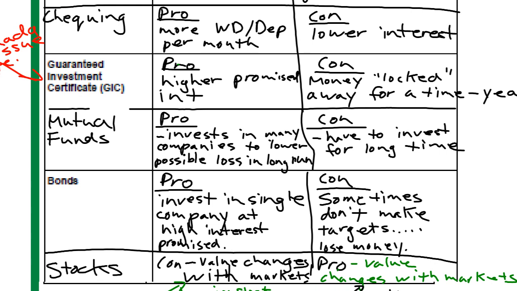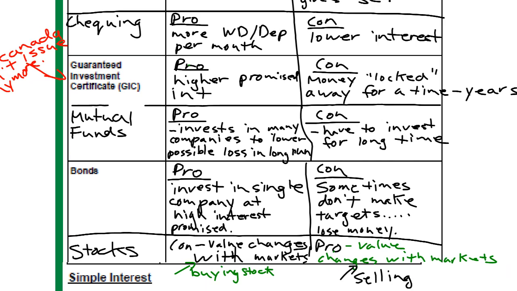Now, for a guaranteed investment certificate, think of it as a savings account with a higher promised interest rate. Higher interest rate. And the con is that the money is locked in over a certain amount of time. It could be from 6 months to 5 years. It's locked away and you don't have access to it. If you pull your money out before the amount of time that you agreed to leave your money in there, the bank keeps the interest. Very horrible thing.